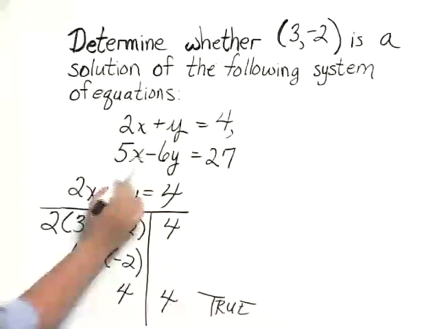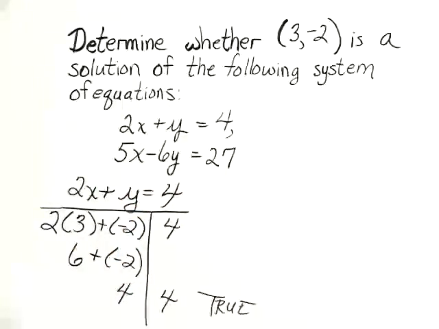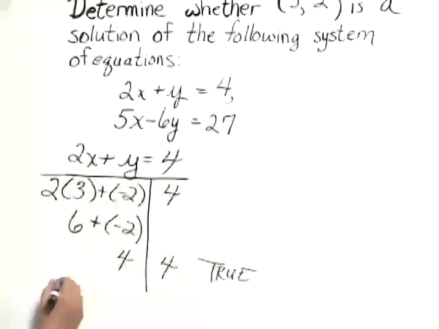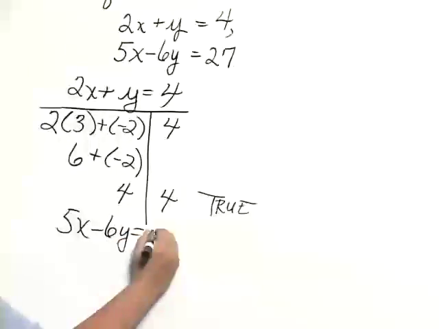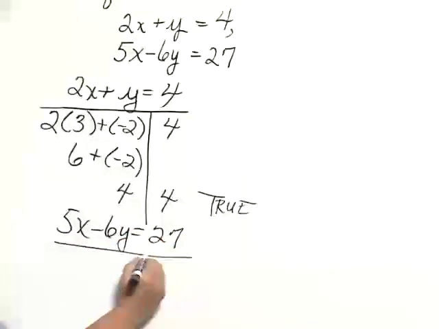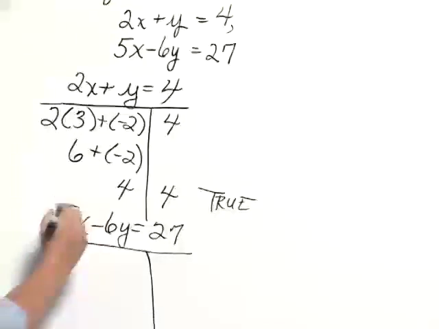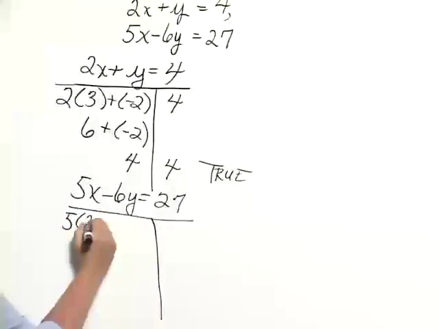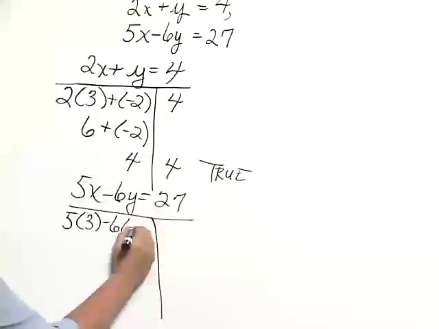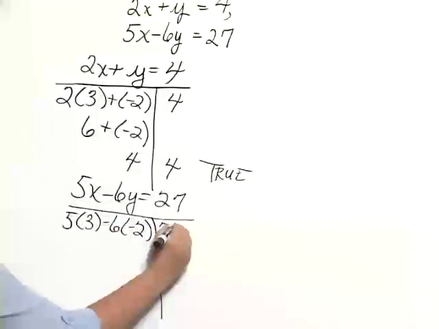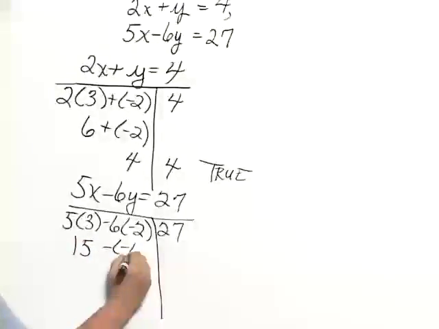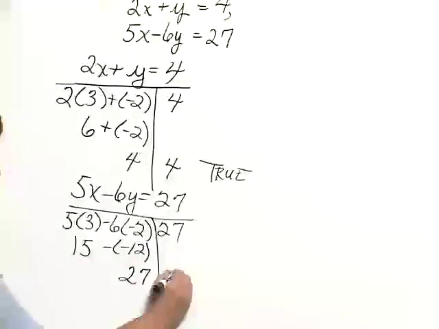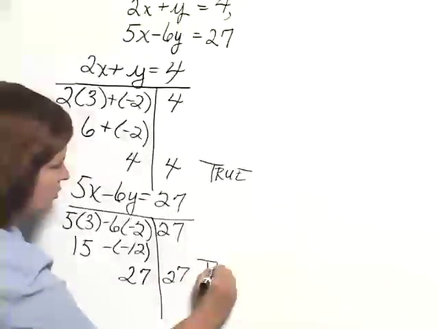And we also need to substitute the ordered pair into 5x minus 6y equals 27. So we have 5x minus 6y equals 27. We have 5 times 3 minus 6 times -2. We ask ourselves, does that equal 27? This gives us 15 minus a -12, which is 15 plus 12, which is 27. And that is also true.